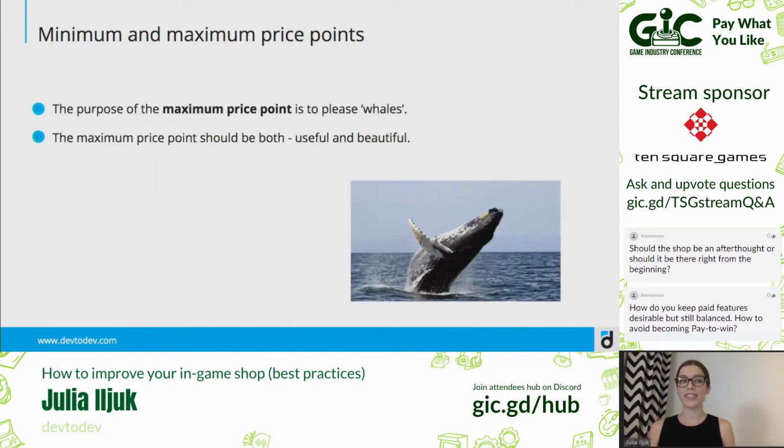And speaking about whales, your maximum price point exists to please whales. Yes, because these are usually players that can afford to pay thousands of dollars in your game. And it's not a problem for them. So you should provide them with the opportunity to do so. I've noticed that in many casual games, this maximum pricing point is around 100 euro. But of course, only experiments can decide what's best for your game. It will depend on genre, it will depend on your particular project.